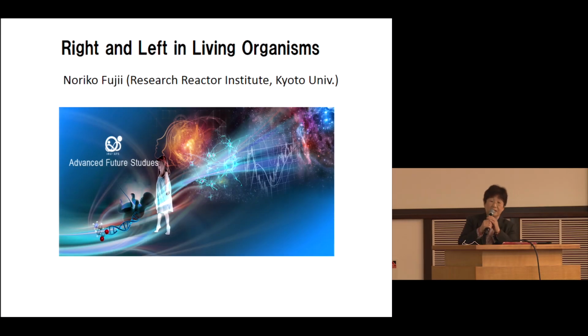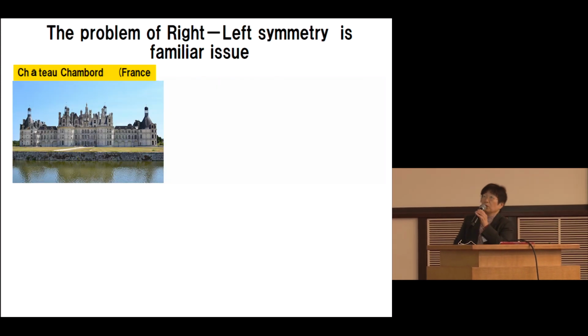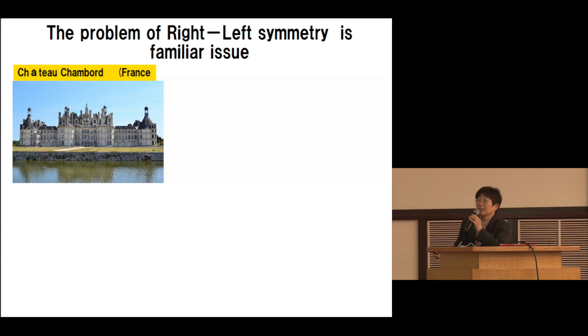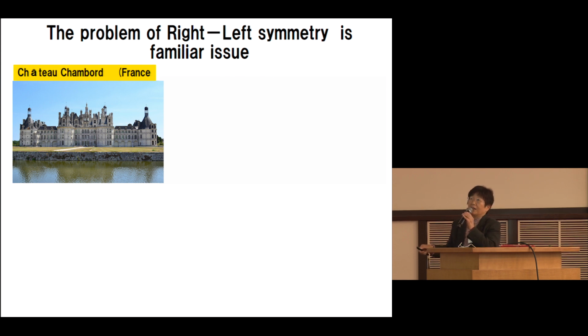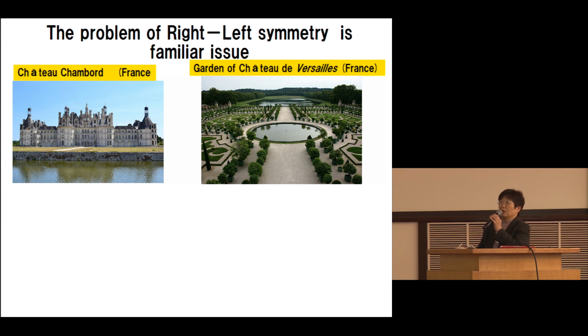So today my talk is about right and left in living organisms. The problem of right-left symmetry is a very familiar issue. As you can see, this is the Chateau Chambord in France. It's a very famous chateau, and this architecture has perfect right-left symmetry. And here is one of the gardens of Versailles in France. This garden is made up with right and left symmetry.